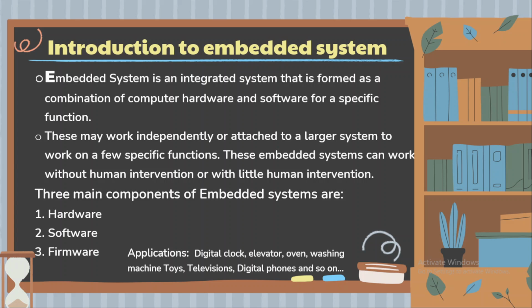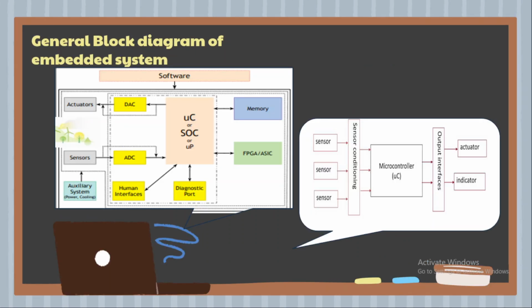There are three main components of an embedded system. First, hardware. Second, software. Third, firmware. Some applications are digital clock, elevator, washing machine, and also microwave oven, and so on. Here is a general block diagram of an embedded system, which typically consists of input devices, processors, memory, and output devices.